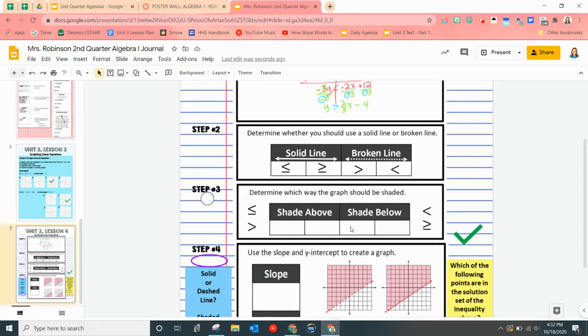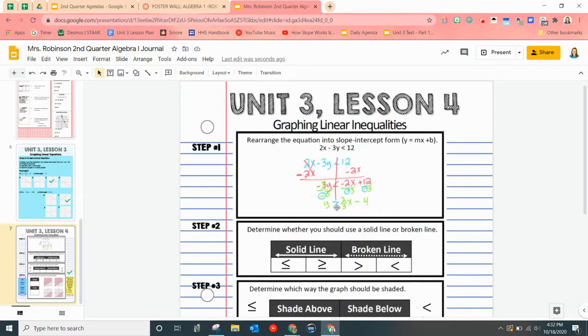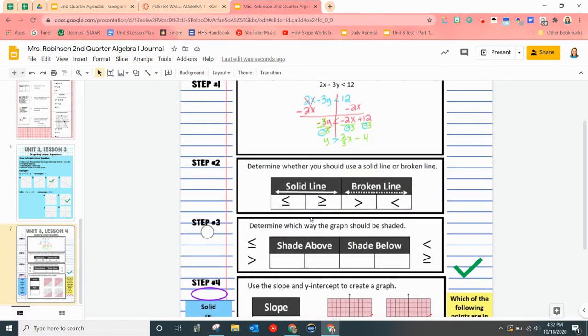So is it going to be shaded above or below? Notice all of our lines are the same here. The only thing that's different is if it's a broken line or shaded above and below. So this is the line, the equation, y equals 2/3 x minus 4, and you can use Desmos to help you get that. But most of the time, if we can figure out, does it have a solid line or a broken line? Is it shaded above or below? Then we've got it. We can get it figured out.